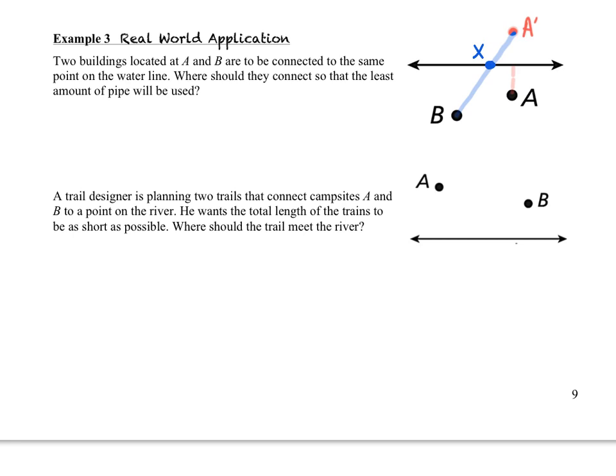So what this is saying is that the distance from A to X and then from X to B is the shortest possible distance, or the least amount of pipe that we would be able to use to connect those 2 points to the water line.